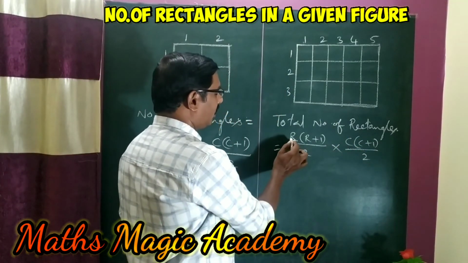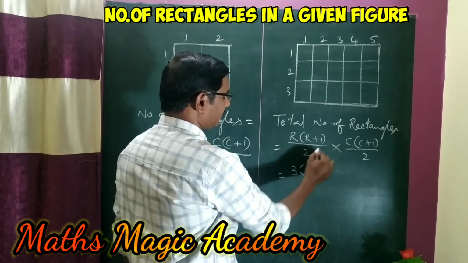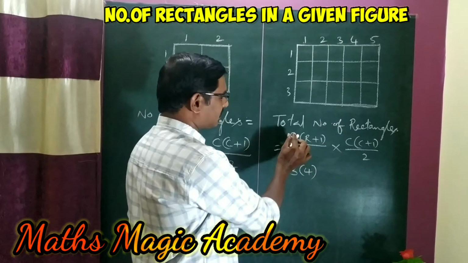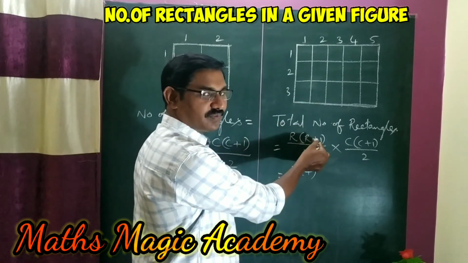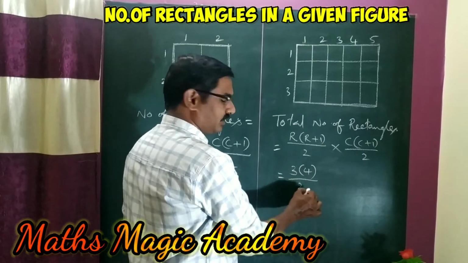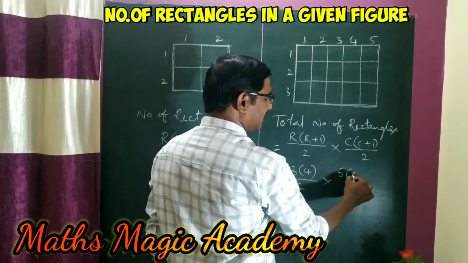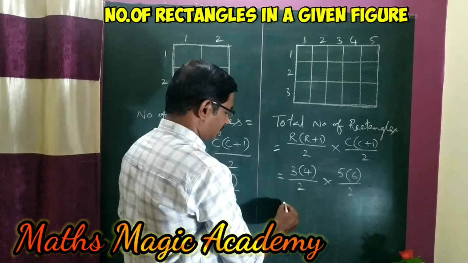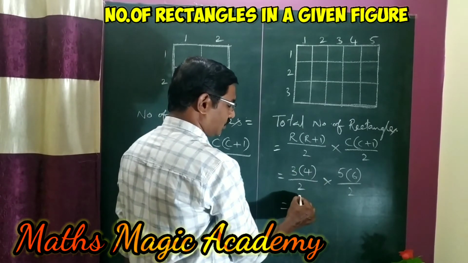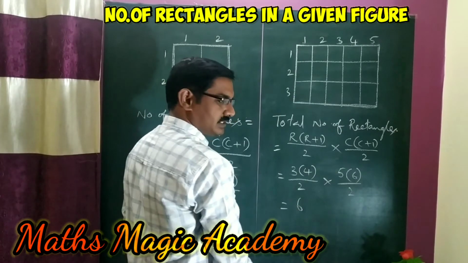So now how many rows are there? 3 rows are there. Here 3 plus 1, 4. 3 after number 4. 3 into 4 by 2. Here how many columns are there? 5. 5 after number 6. 5 into 6 by 2. Now 3 fours are 12. 12 by 2, 6.